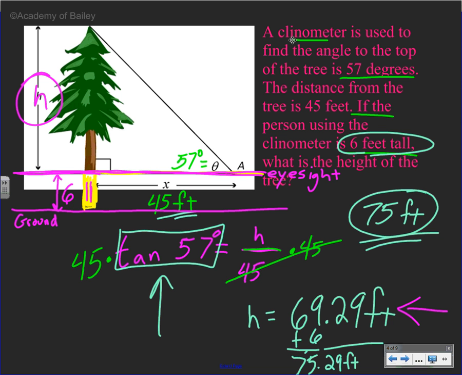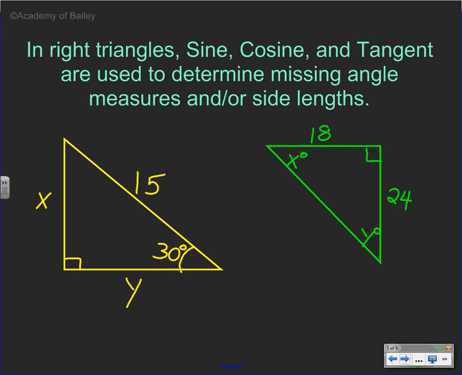So trigonometry helps us out here. In right triangles, the abbreviation for sine is this. The abbreviation for cosine is that. And the abbreviation for tangent is that. In right triangles, sine, cosine, and tangent are used to determine missing angle measures and or side lengths.